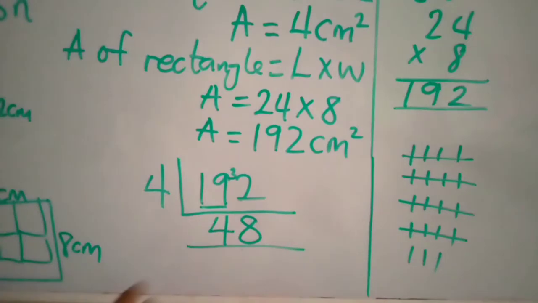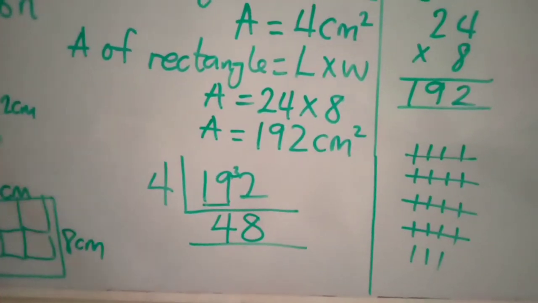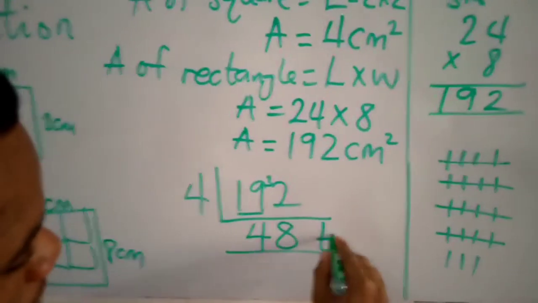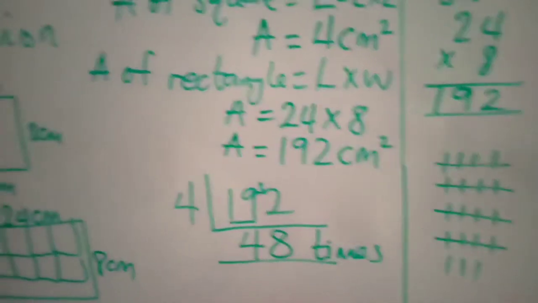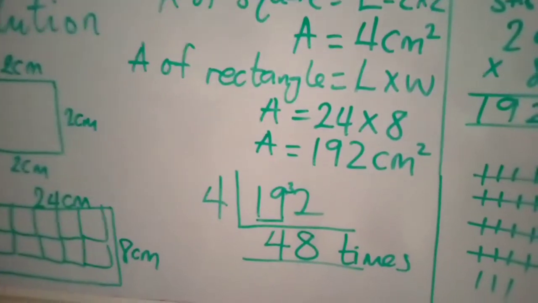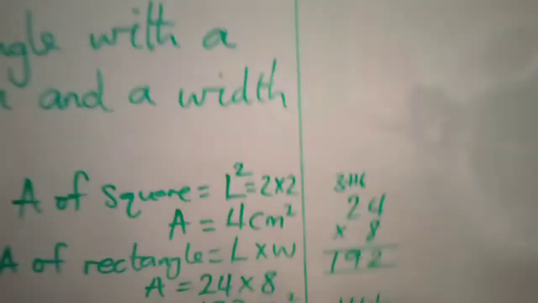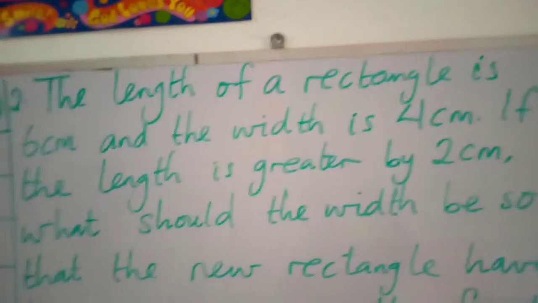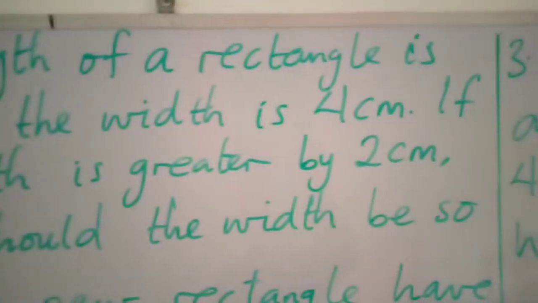So we can say that this shape can go into this rectangle 48 times. Your square can go into this rectangle 48 times. So let's go to the next question. The next question we'll be looking at: the length of a rectangle is 6 centimeters and the width is 4 centimeters. So remember the way you do this.